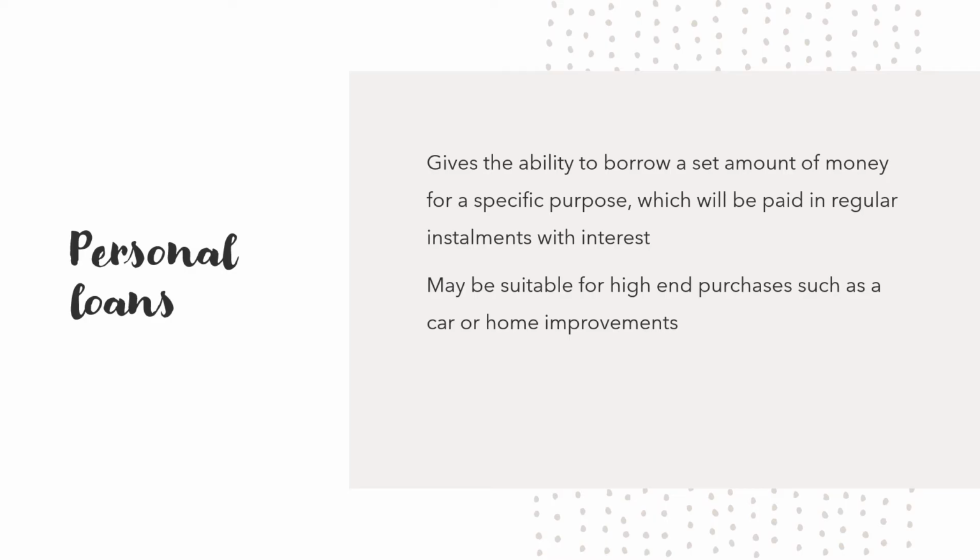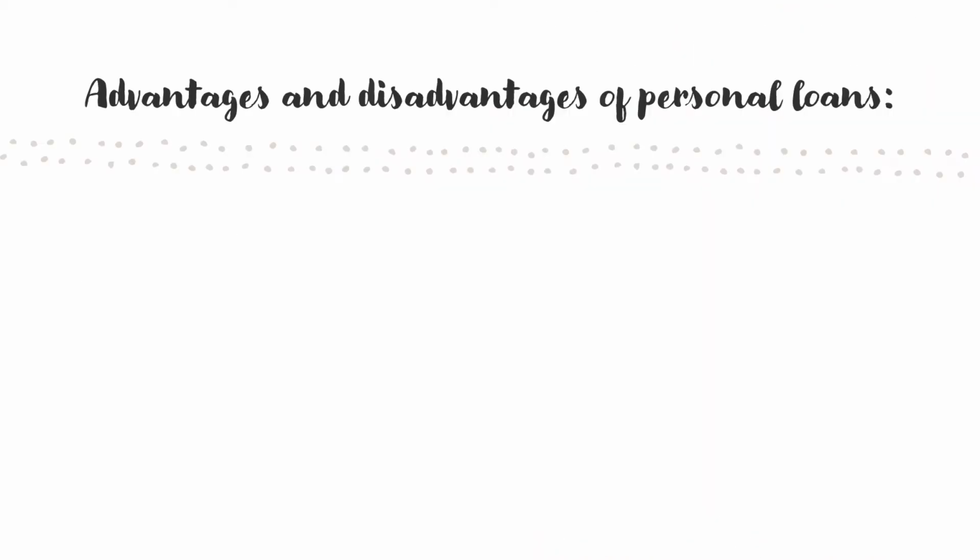A personal loan gives the ability to borrow a set amount of money for a specific purpose, which will be paid in regular installments with interest. So a personal loan is mainly suitable for high-end purchases, so big purchases, such as if you're buying a car or if you want to make improvements to your house. Now, what are the advantages and disadvantages of a personal loan?